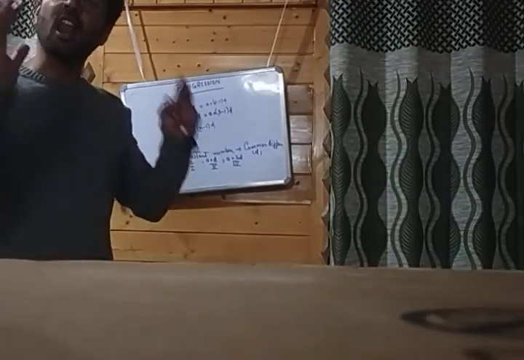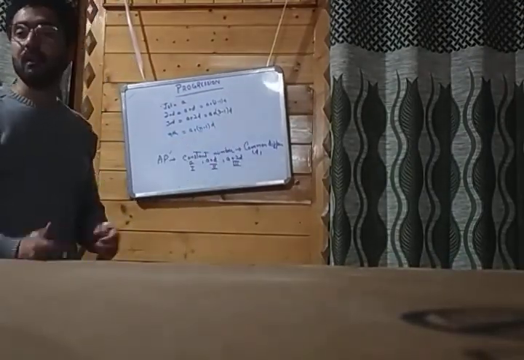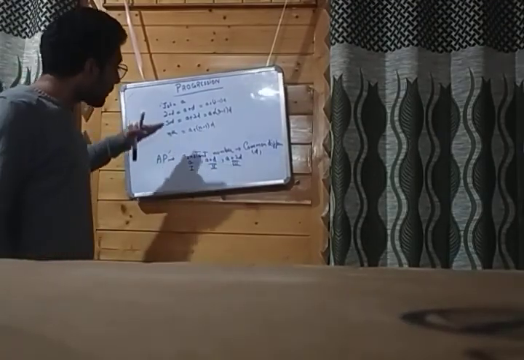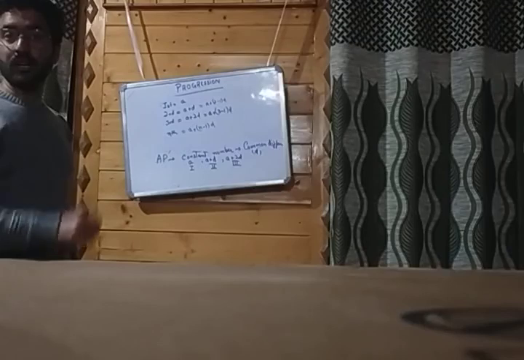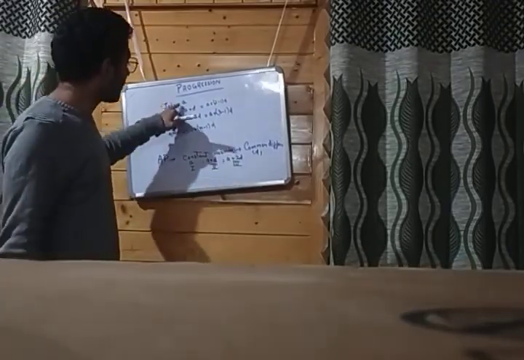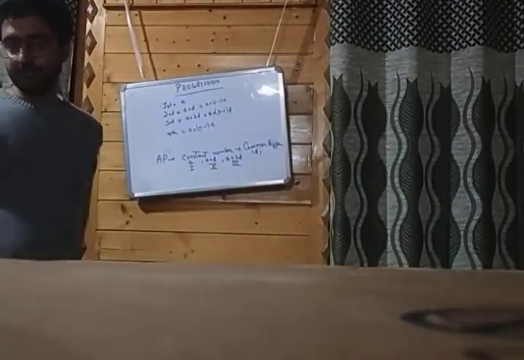What is the nth term? A plus n minus 1 times d. So this forms a progression: a progression having a common difference d, first term a, and nth term a plus n minus 1 times d.